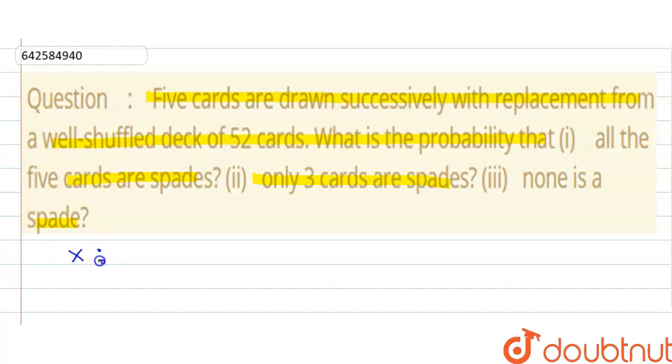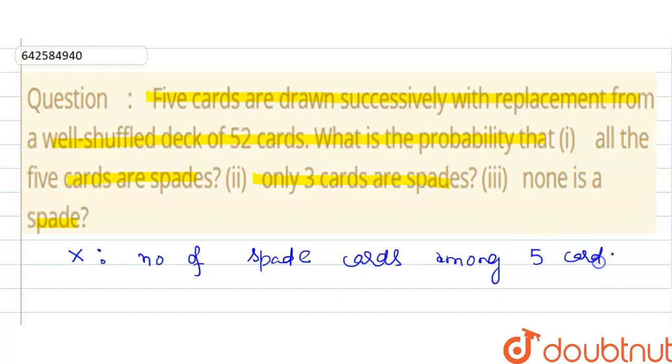X represents the number of spade cards among the 5 cards. Since the drawing of cards is with replacement, the trials are binomial trials.